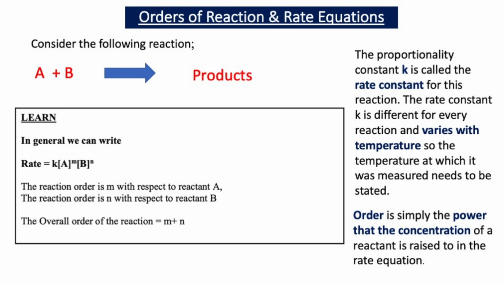Now, the values that M and N take, the orders with respect to each concentration term, can only be determined experimentally. And the proportionality constant K is called the rate constant, and the rate constant K is different for every reaction, and it varies with temperature. So it must be quoted at a temperature. You have to quote the value of K at a temperature for it to be meaningful, because it varies with temperature. Now, order is simply the power that the concentration of reactant is raised to in the rate equation.